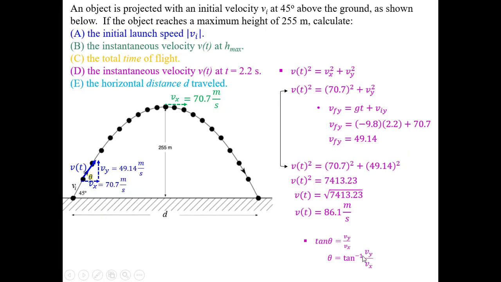Okay, so here we go. This is Vy over Vx, but we already know Vy and Vx. Vy is 49.14, Vx is 70.7. If you punch that in your calculator in degree mode, you'll get about 34.8 degrees. So I would say that the magnitude of the velocity vector is 86.1 meters per second at 34.8 degrees northeast, because it's still pointing up and to the right, so that'd be northeast. That would be my proper answer for part D.